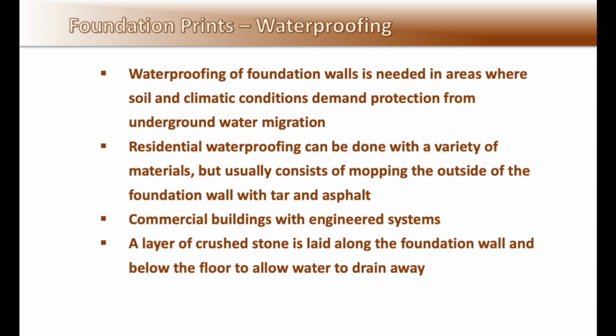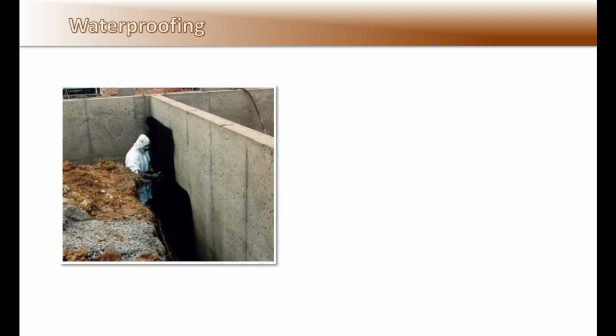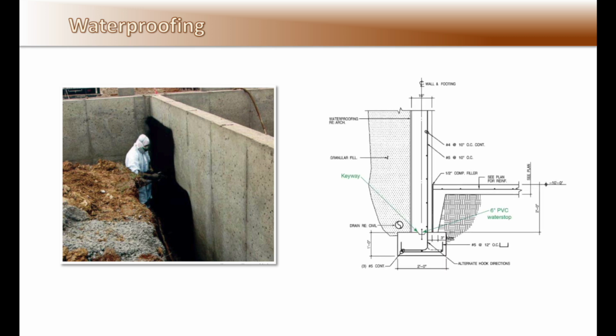Waterproofing. Concrete resists moisture flow through it, but is not waterproof. Waterproofing of foundation walls is needed in areas where soil and climatic conditions demand protection from underground water migration. Residential waterproofing can be done with a variety of materials, but usually consists of mopping the outside of the foundation wall with tar and asphalt. And on commercial buildings, they are typically engineered. A layer of crushed stone is laid along the foundation wall and below the floor to allow water to drain away.